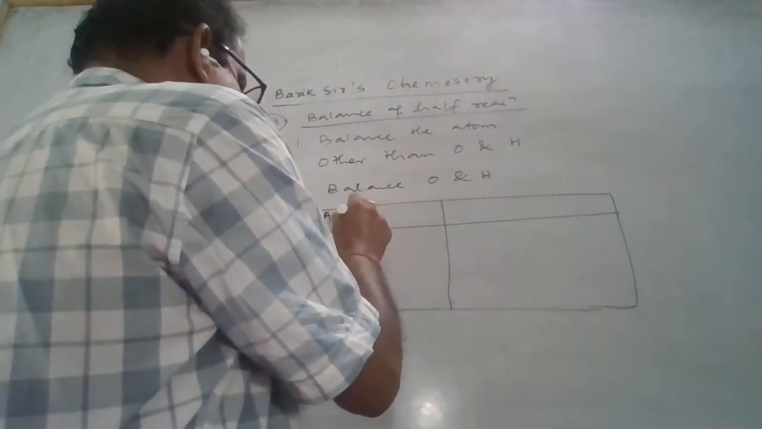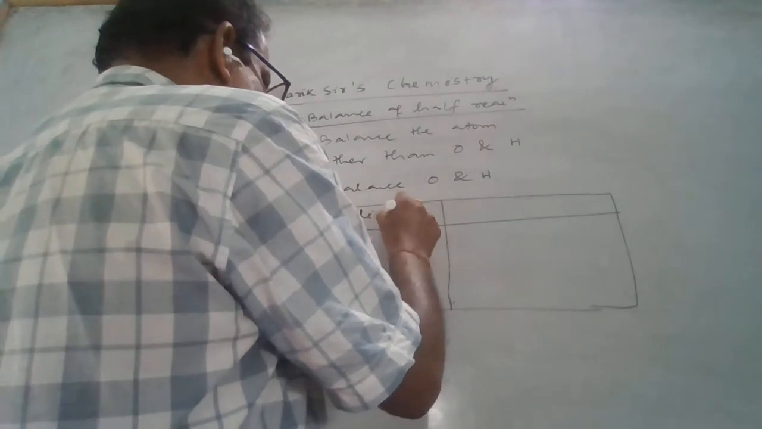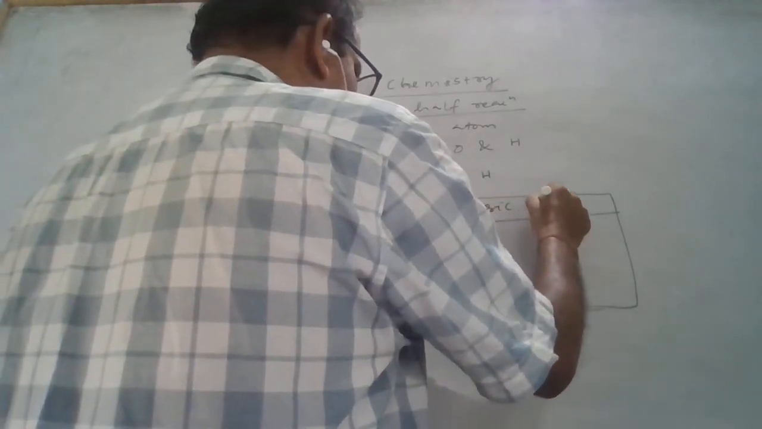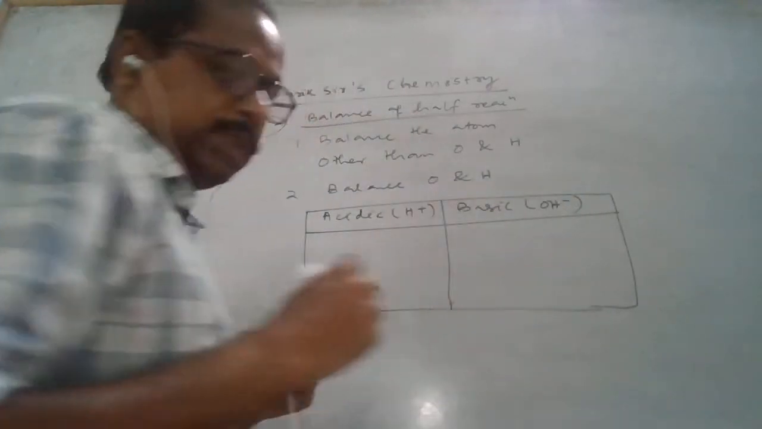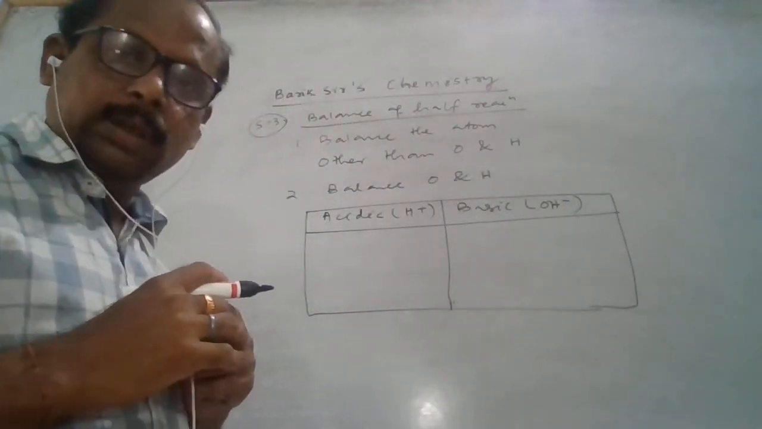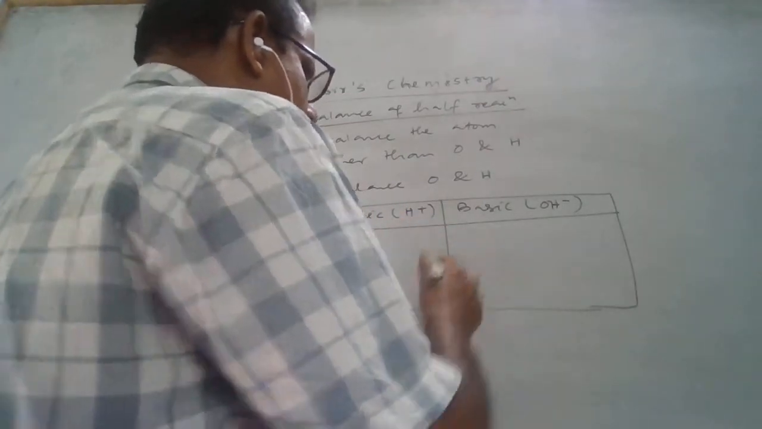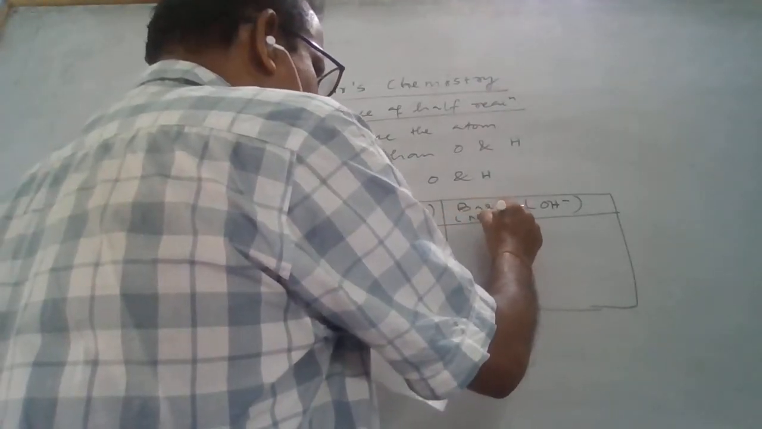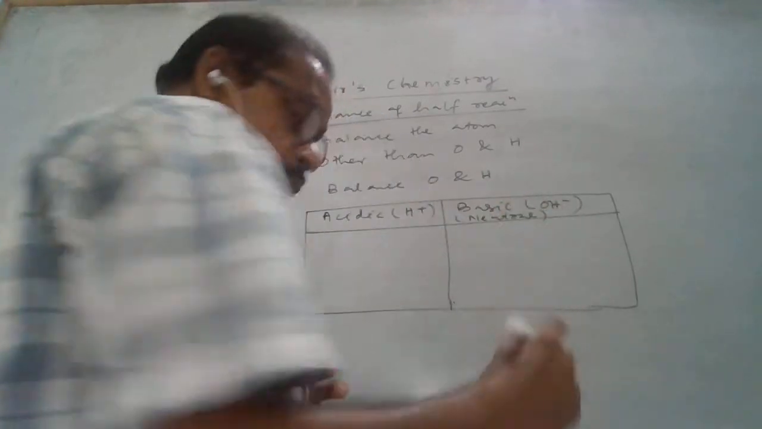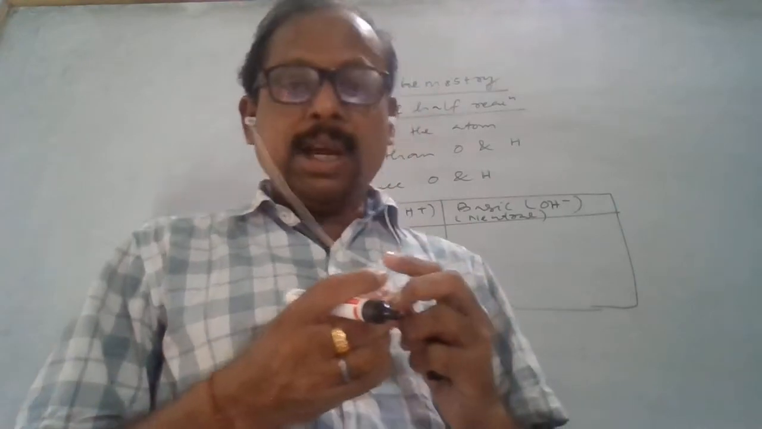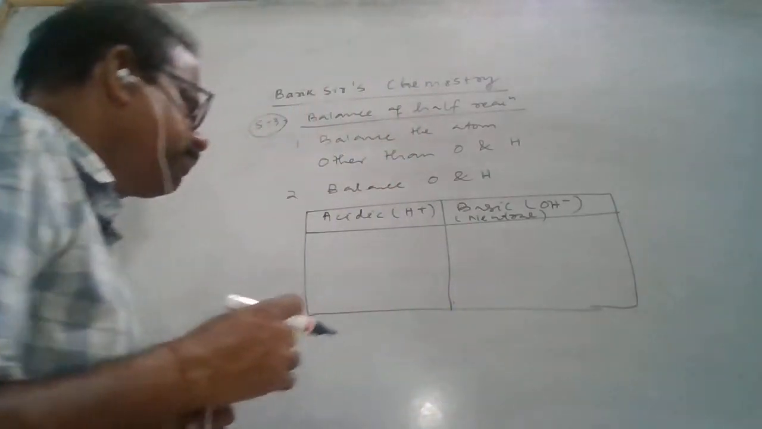So acidic medium, there is surplus H plus. Basic medium, that is surplus OH minus. This medium is also applicable for the neutral. You may ask what happened to the neutral medium. The neutral medium is also treated like the basic medium type for balancing.